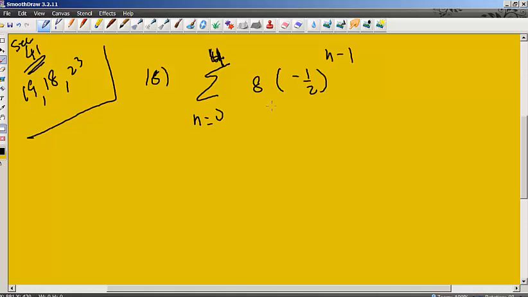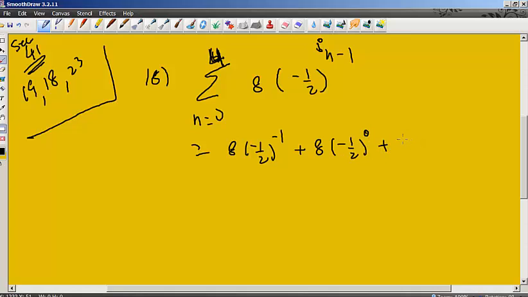Now, when you see a number only going to 4, you're just better off finding each term, just adding them. Okay? Now, if this went to 4,000, then you better use the formula. Okay. So right now, I'm going to plug in 0. So when I plug in 0 for n, that will be 8 times negative 1/2 to the negative 1 power plus. And then when I plug in 1, that will be 8 times negative 1/2 to the 0 power.